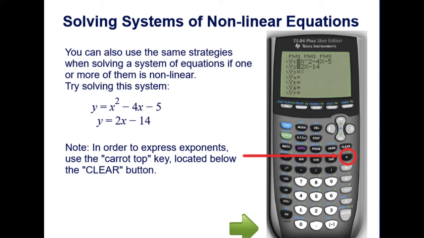This works for nonlinear systems as well. The only thing you have to note, and the only difference really for nonlinear, is that you have to use the caret key. That's this. It looks like a little up arrow, and it's right above the division key. So you would want to type in x caret 2 to get your x squared, and that's what this little piece here is in the equation. So that will get you an exponent, and you can have any exponent you want.